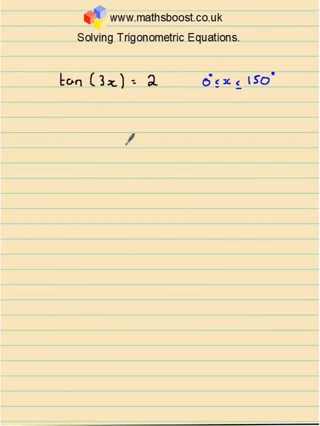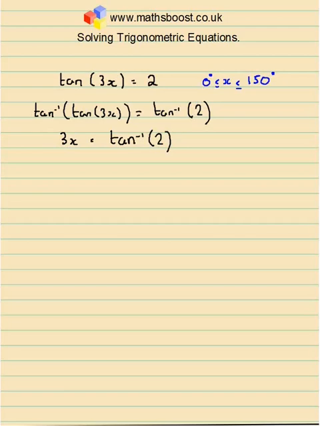Here's an equation involving tan. Again, we'll start off in just the same way. I'll express my interval in terms of 3x. I'll use my calculator to find inverse tan 2 to the nearest degree for this example, 63 degrees. There's no associated angle due to symmetry with tan.